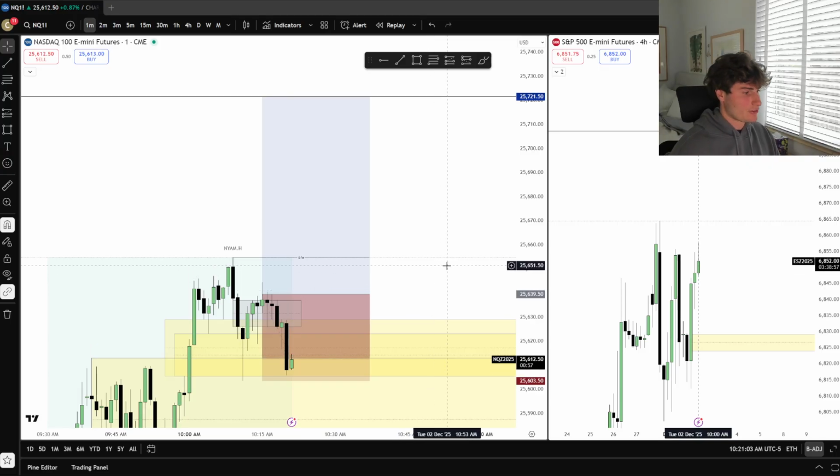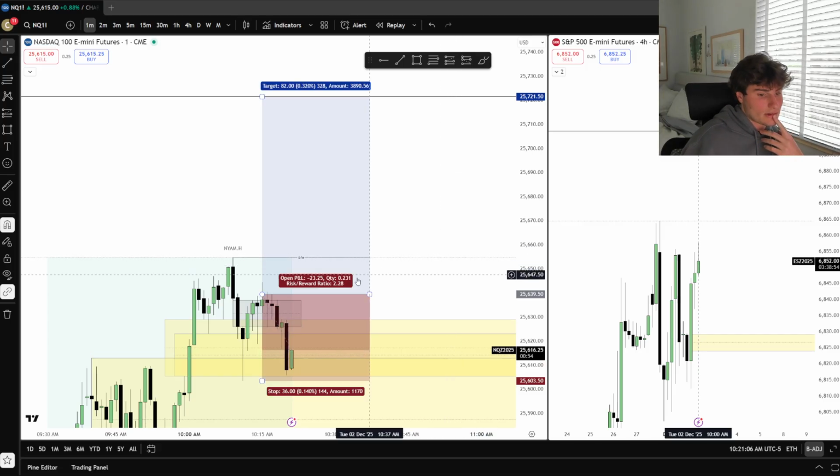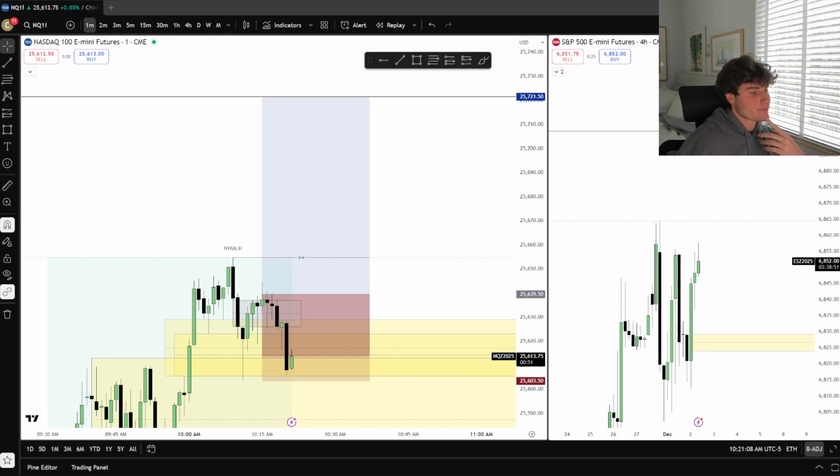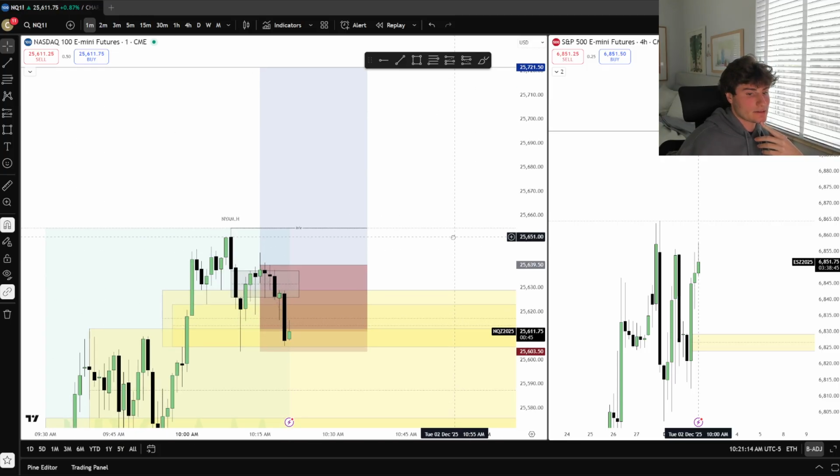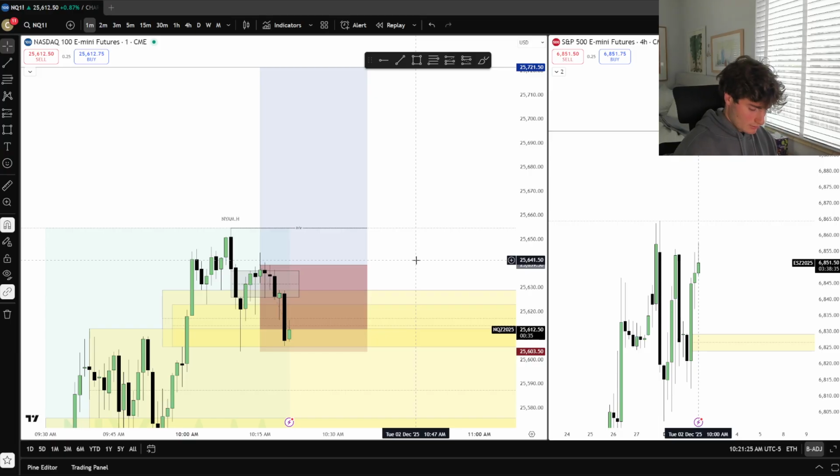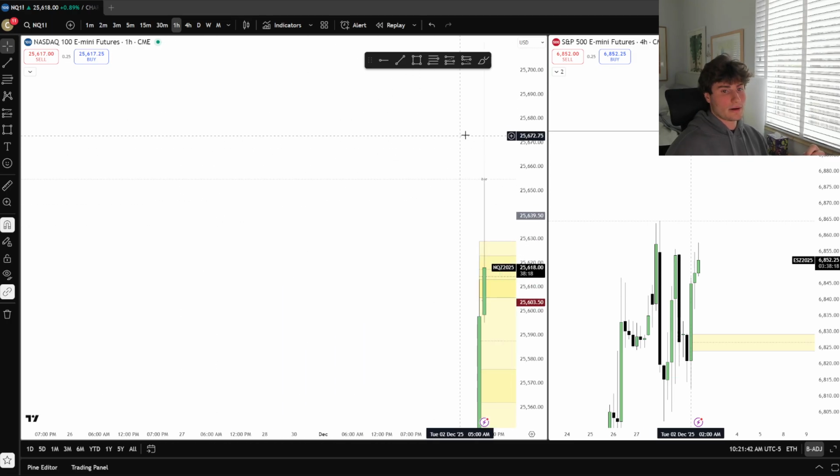Oh, edge our stop. Let's see if we get stopped here. Looks like we might. Yeah, we're definitely getting stopped here. Definitely getting stopped here. 1000% sure. I was so confident in this trade too. Maybe I'm wrong about my bias.